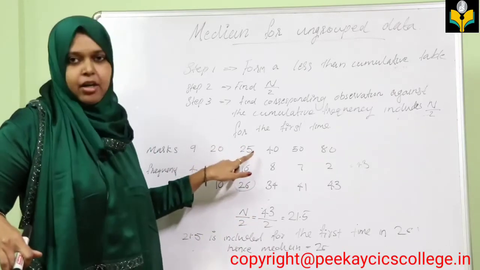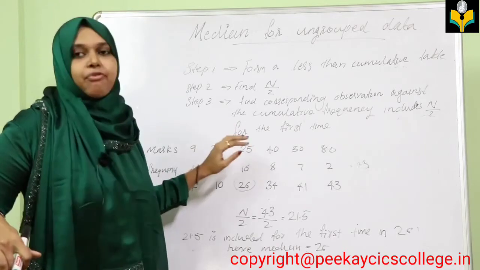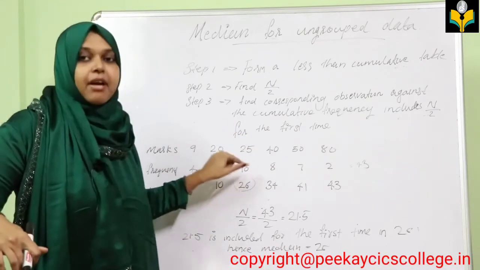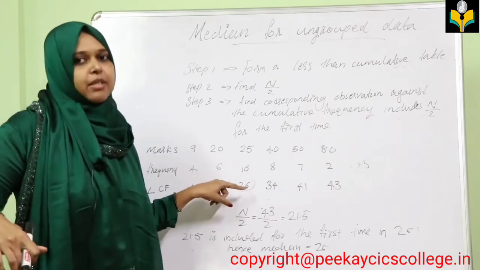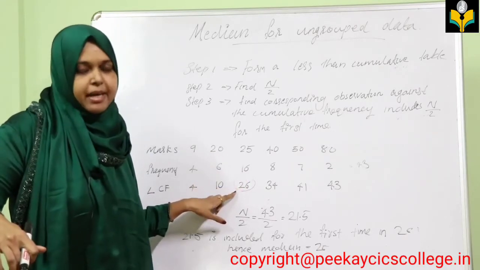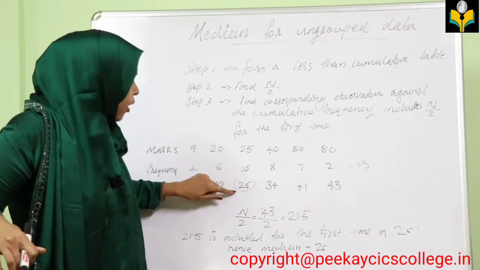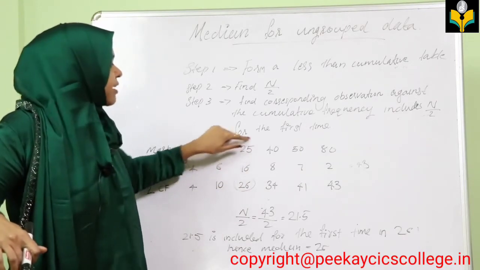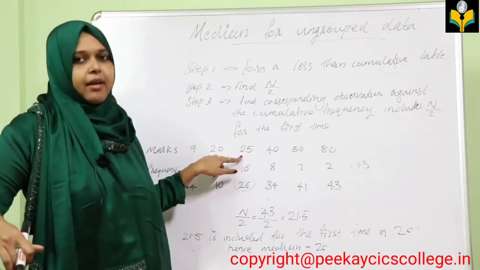The mark is given, so we need to find the median mark. The 26 is our less than cumulative frequency, so 26 is not our median; the corresponding x is. The x value is 25, and that is our median. Clear?